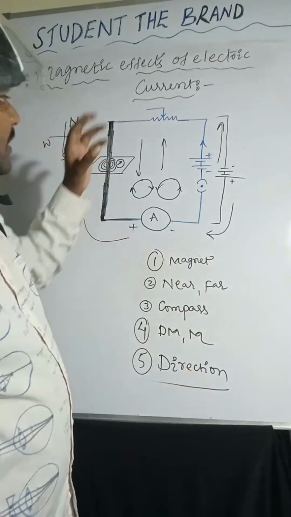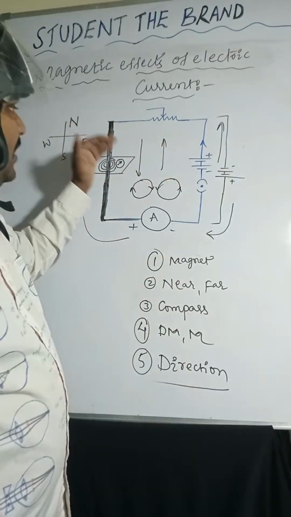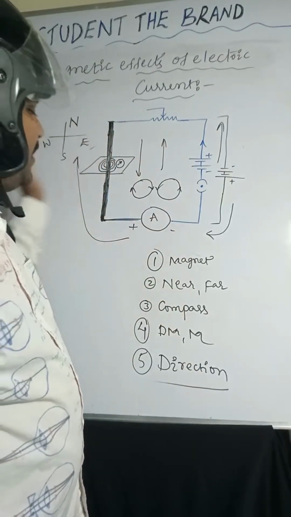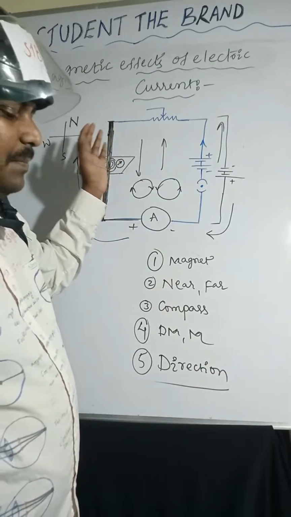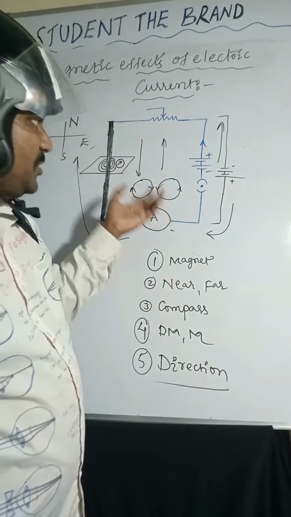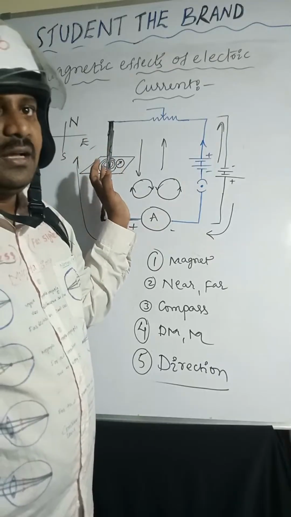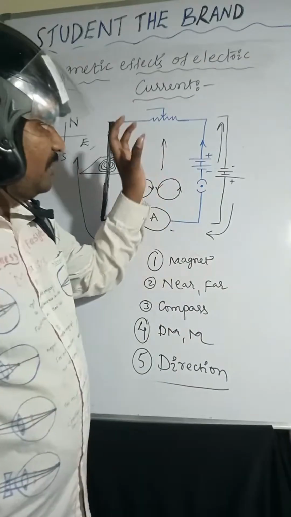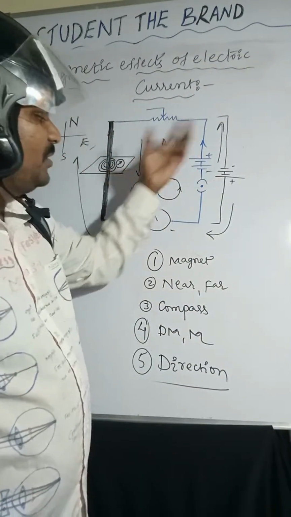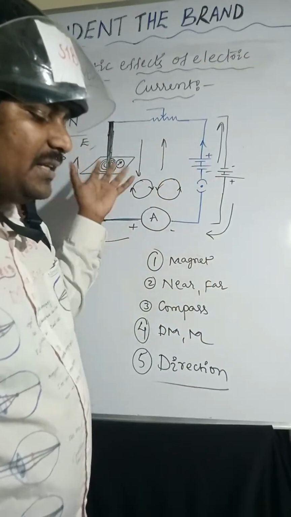Point number one: if you attach the battery, it acts as a magnet. Near the conductor, the magnetism will be more; away from the conductor, it will be less. So how can we identify this? By using a compass. If you place a compass, deflection will be shown. We can identify that the current creates a magnetic field around the conductor. If you remove the battery, it won't act as a magnet.